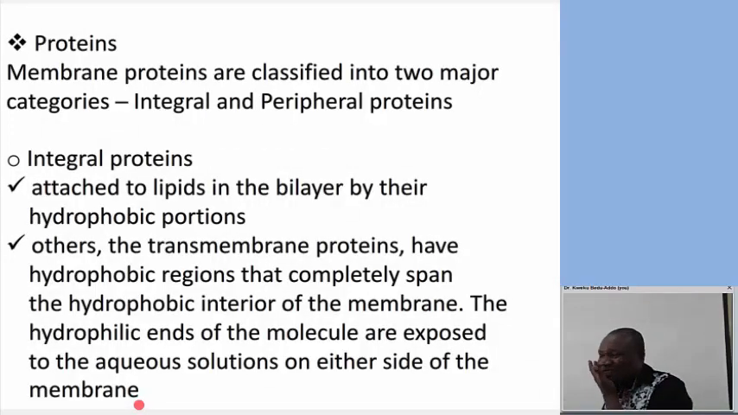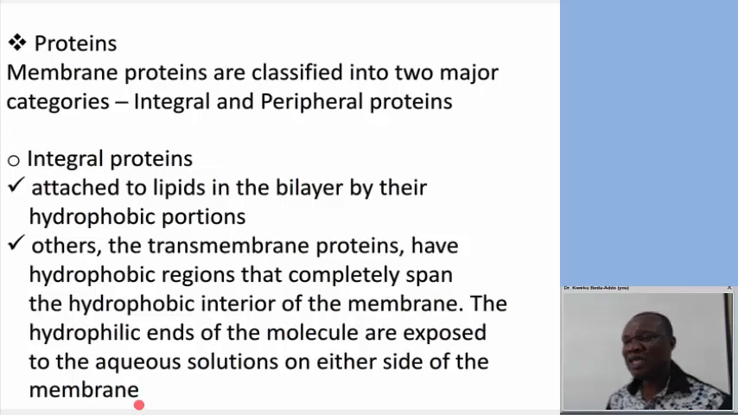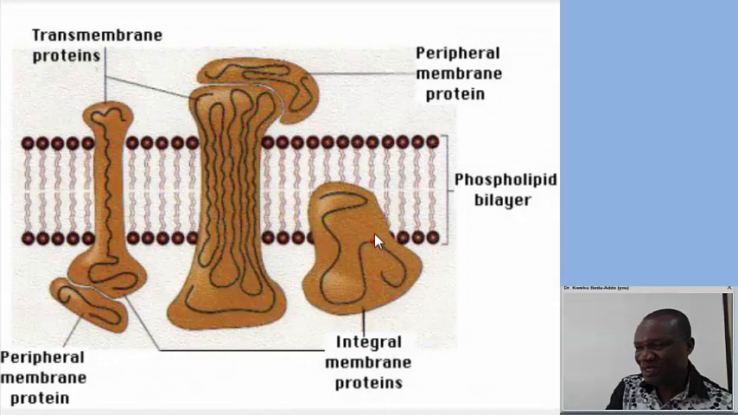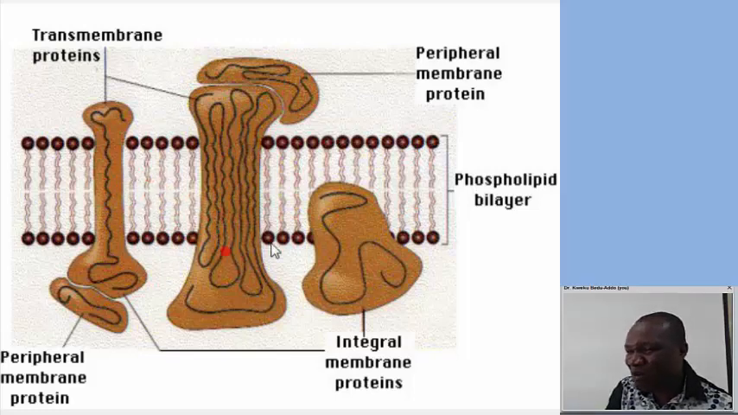Now the proteins. There are two major classes of proteins in the lipid bilayer. We have the integral proteins and the peripheral proteins. The integral proteins are attached to the hydrophobic regions of the lipid bilayer. For instance, this is an integral protein. That's an integral protein. They are embedded in the lipid bilayer.